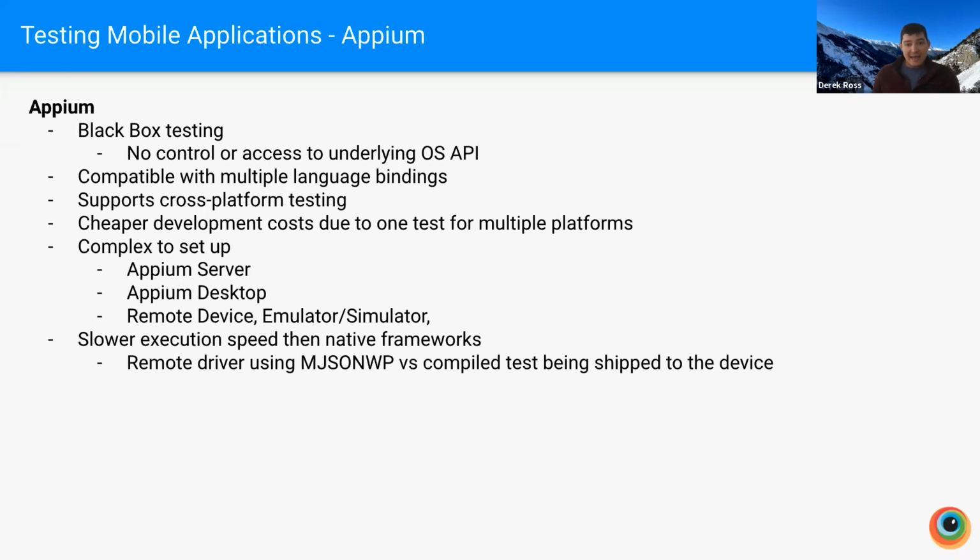So as a user, I can't manipulate the app. If I go on and I download an app onto my iPhone and I go through a purchase flow, I can't go and manipulate data in the app. I can't interact with it any other way than it was meant to be interacted with. And that's the way Appium works. No controller access to the underlying OS or API.